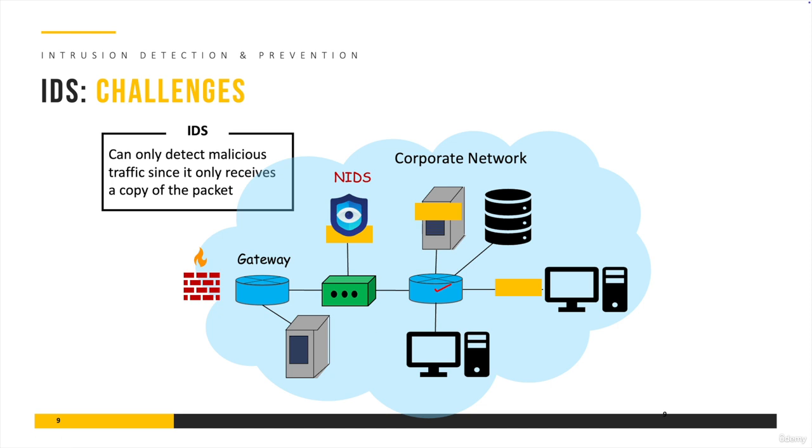So what's the solution to this? The solution is network intrusion prevention systems. These systems go one step ahead. They will not only detect malicious traffic, they will also stop it. And that's what we're going to discuss next.